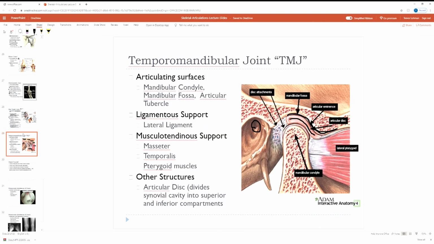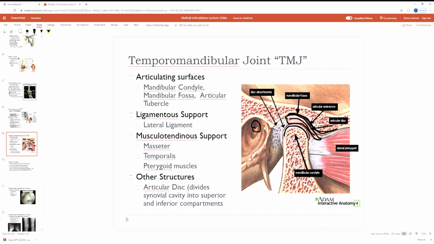Here's the TMJ. This is kind of the opposite of the hip. It's very, very mobile, but not stable at all. It's actually the easiest joint, I would say, to dislocate. So let's talk about it really quick. So it's composed of an articulation between the mandibular condyle and the mandibular fossa here, except that they don't actually touch one another because there's an articular disc in between.